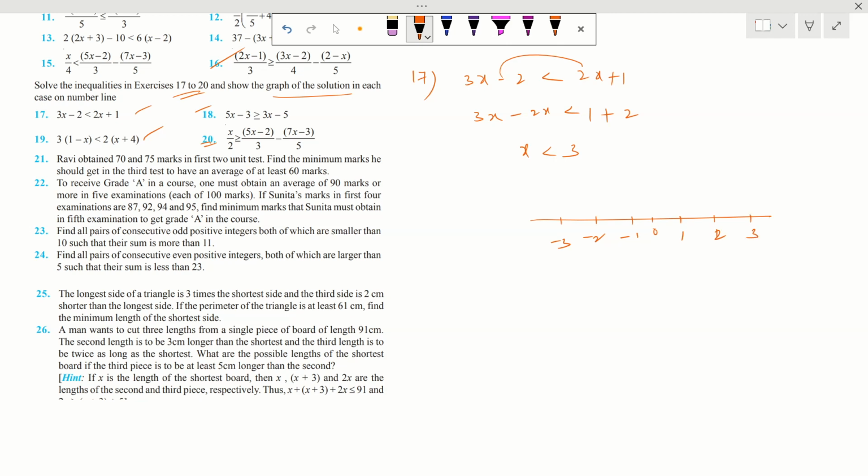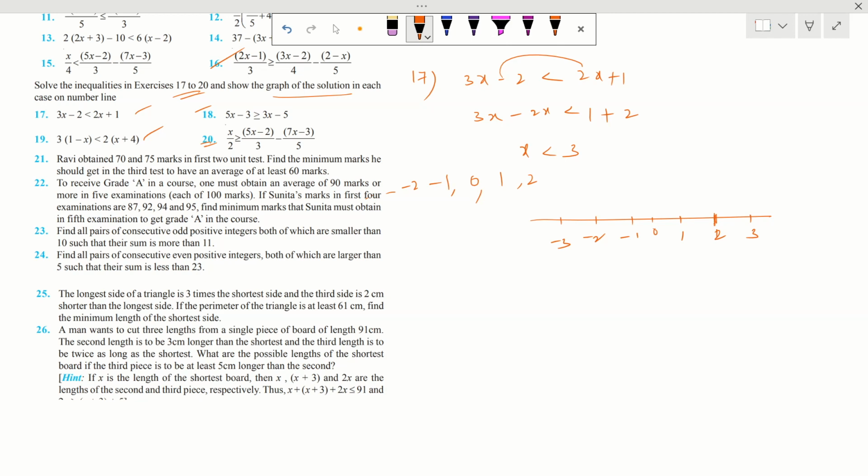We have to write this first one graphically. Here we need numbers less than 3, so 2 is less than 3, 1 is less than 3, 0 is less than 3, minus 1 is less than 3, minus 2 is less than 3, and it goes on continuously. So from the 2, the solution goes on continuously. I will just write it here.